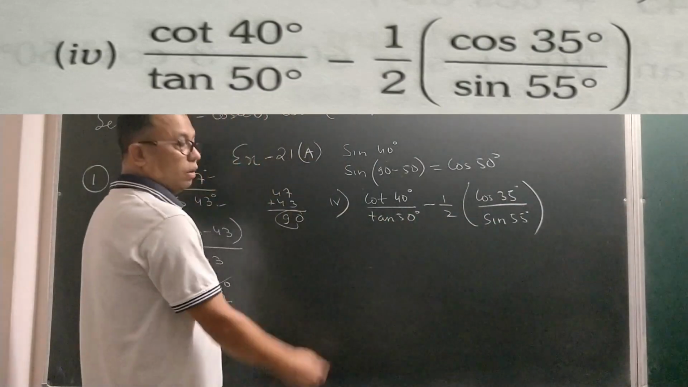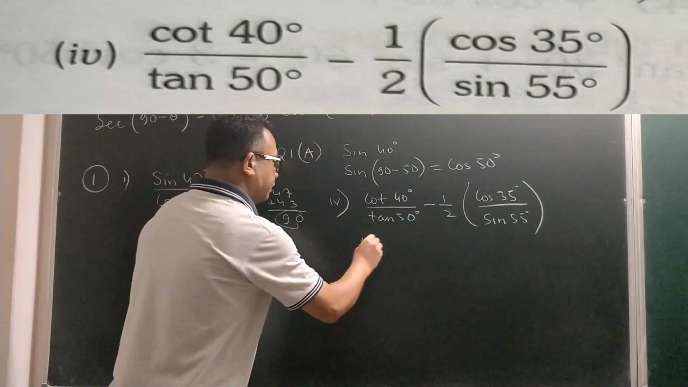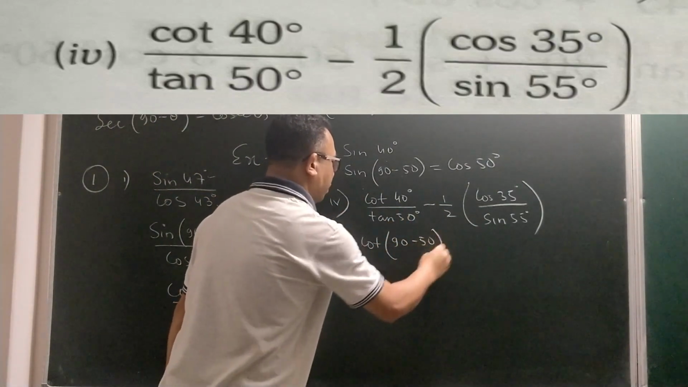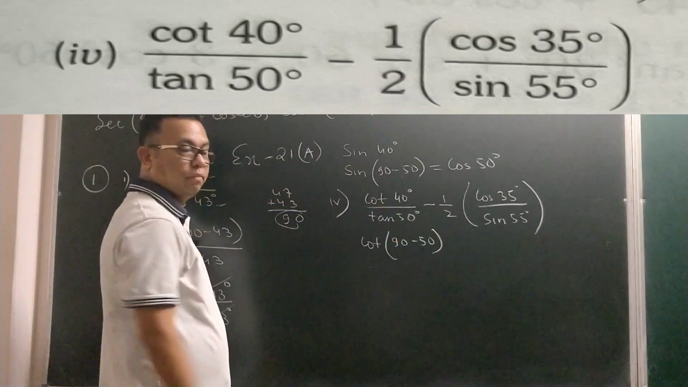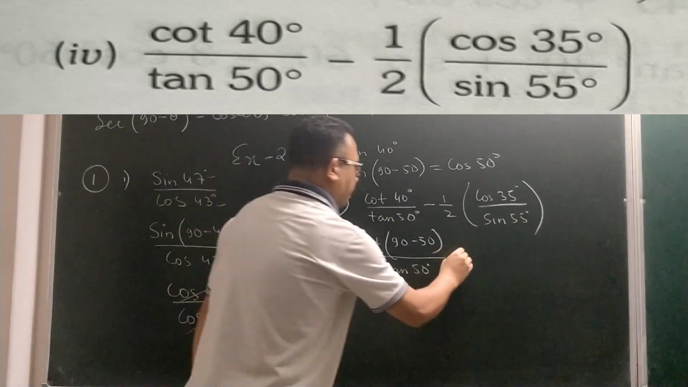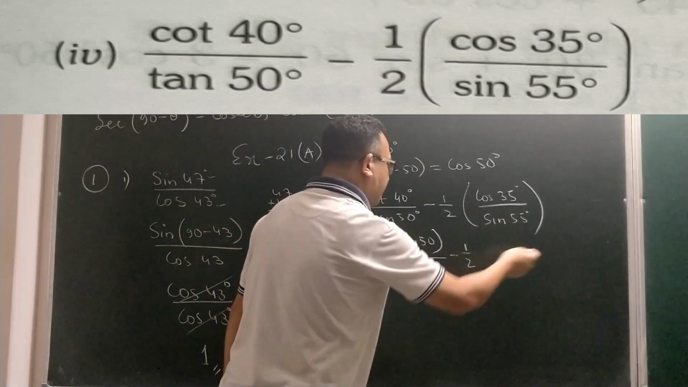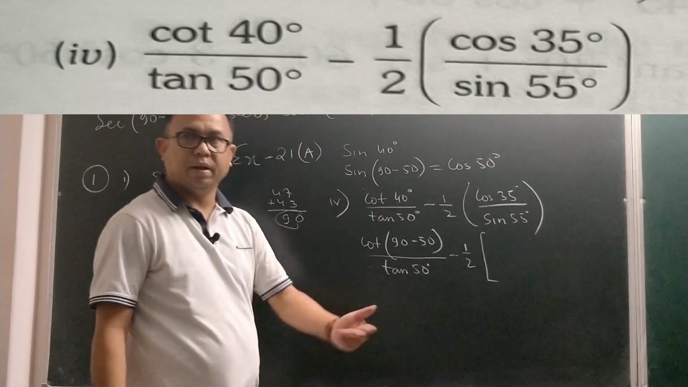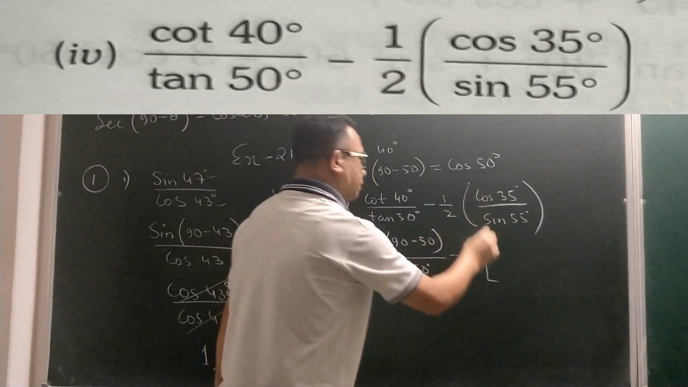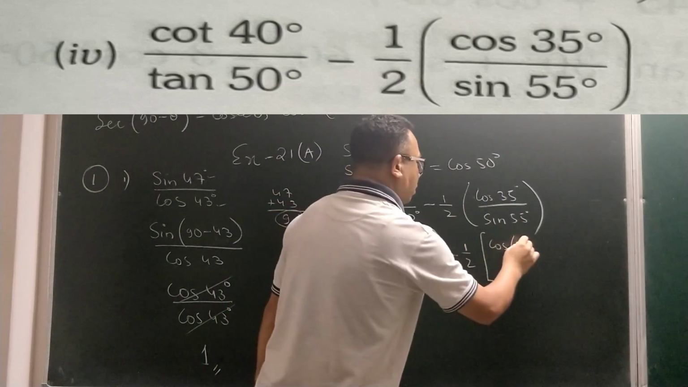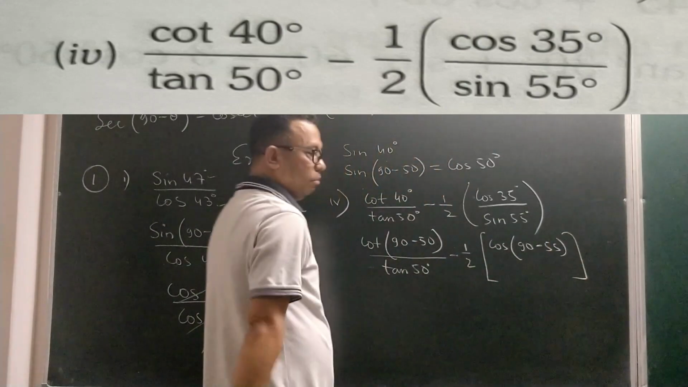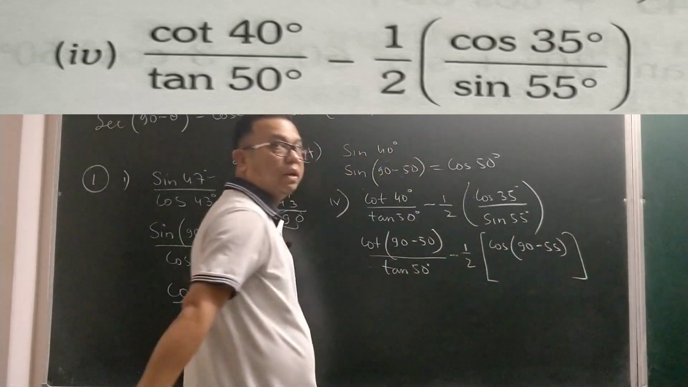Okay, let me change the upper one. I will not write 40 as 40. I'll write it as 90 minus 50, because 90 minus 50 is 40. Then on the lower side you have tan 50. Then minus, let this half be as it is. Then inside that bracket, let me put a square or curly bracket if you like. Here also I'll change the upper one. Cos 35, I will not write 35, but rather I'll write 90 minus 55, because 90 minus 55 gives you 35.